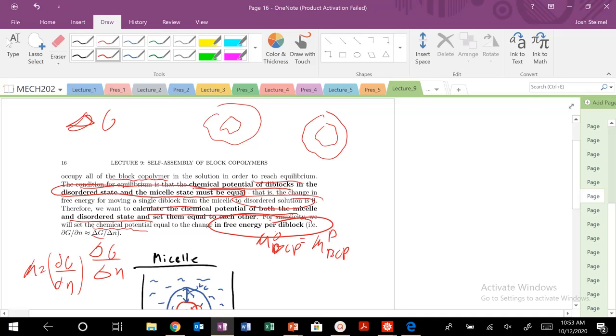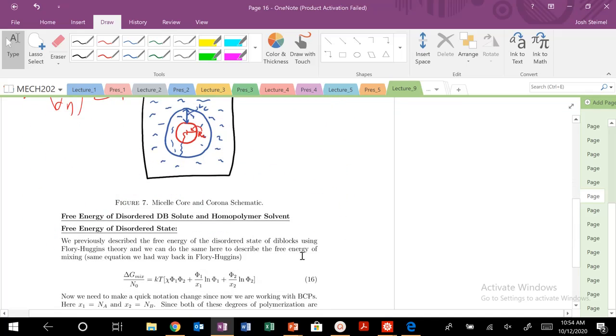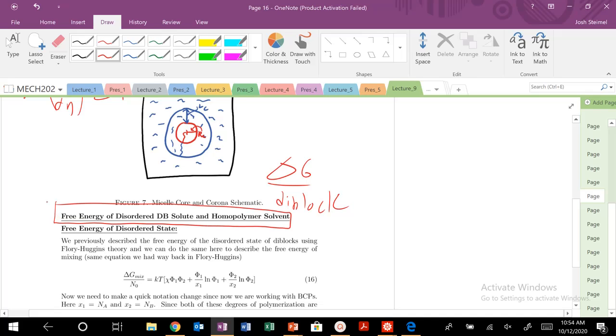So we're going to rewrite all our free energy terms from Flory-Huggins and from basically the delta S of stretching. We're going to rewrite it all in terms of energy per diblock. That's going to be the key expression moving forward. So we always need energy per diblock. That's it. Next time, we're going to actually get into calculating all our free energies for the disordered state of our diblock solute and our homopolymer solvent.